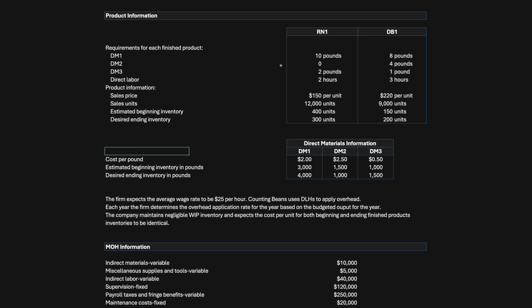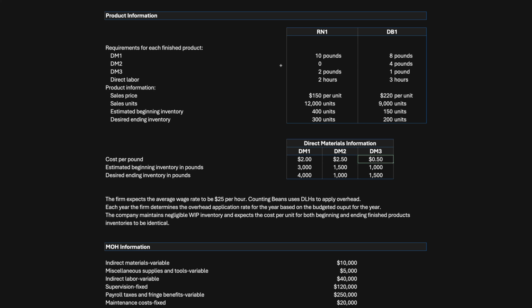Now, we still need some more information. We are given a cost per pound. Remember, there are 3 types of specialty beans that go into each one of these blends. We're just calling them Direct Material 1, 2, and 3. And the cost per pound is $2 for Direct Material 1 per pound, $2.50 per pound for Direct Material 2, and only 50 cents per pound for Direct Material 3.